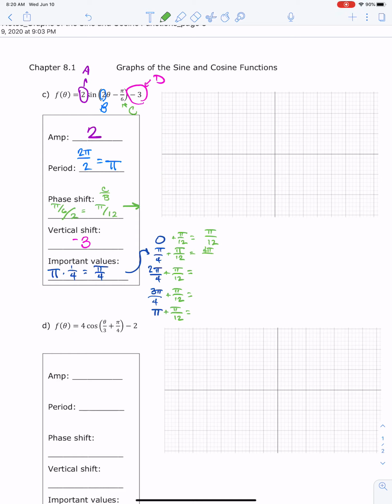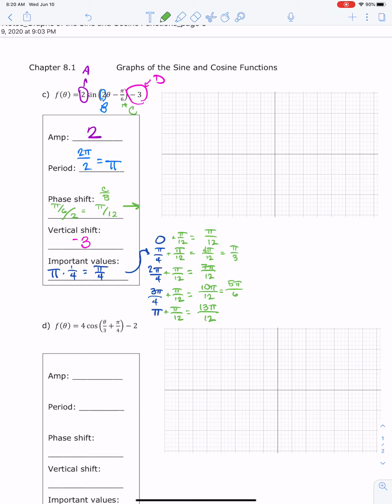That gives me a 4 pi over 12 here, which reduces to pi over 3. 2 pi over 4, so 6 pi over 12 plus pi over 12. We have 7 pi over 12. That is the middle of our period. 3 pi over 4, we're going to rewrite that as 9 pi over 12 plus pi over 12. That gives us a 10 pi over 12. And then 12 pi over 12 plus pi over 12 gives us a 13 pi over 12.